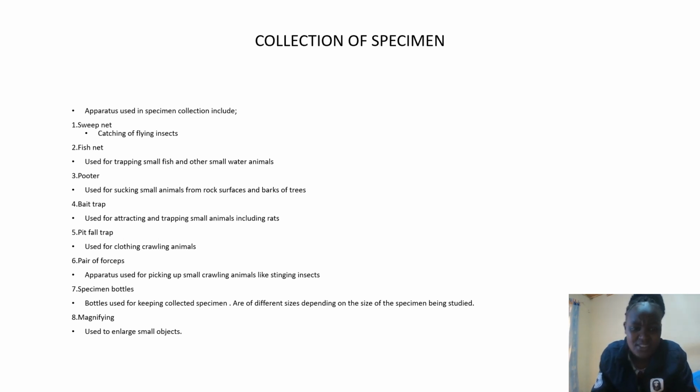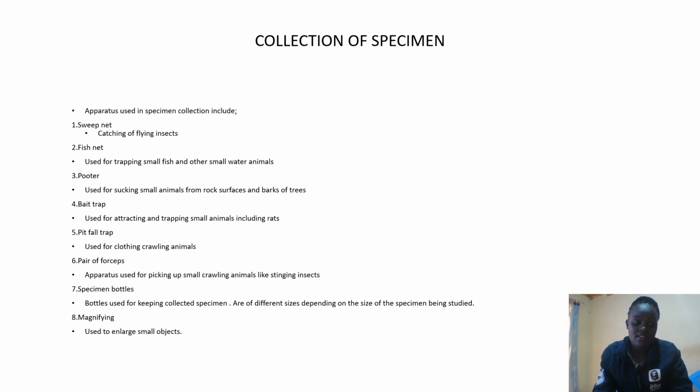Next, we have the magnifying lens, which appears to be round in shape, and is used to enlarge objects. For example, for objects that cannot be seen with the naked eye, you can use a magnifying lens, whereby you place it above the organism or above the object, and it will enlarge the object.